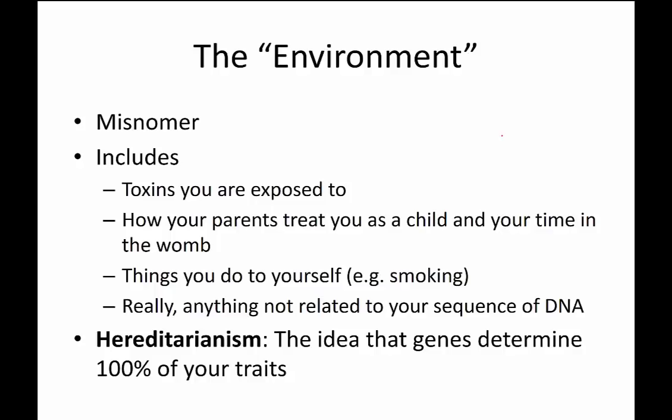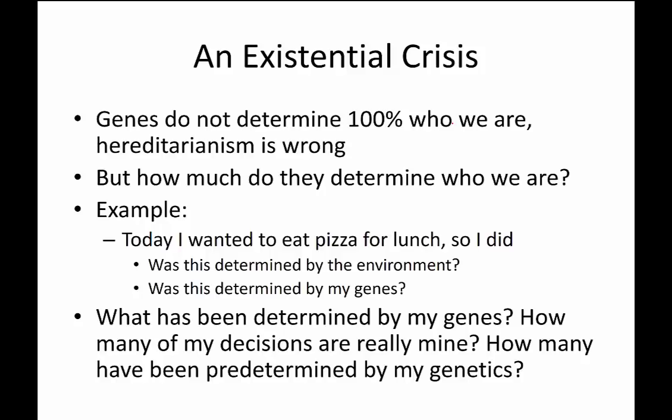So it's the other factors that influence our phenotype. And this idea that the environment plays no role is hereditarianism. So this is the idea that genes determine 100% of who you are. If hereditarianism was true, then twins would be 100% exactly the same. So the environment is playing some role there. So again, genes do not determine 100% of who we are. Hereditarianism is definitely wrong. But of course, the question is then, how much do they determine who we are? So it's definitely not 100%, but is it 99, 98, 97? Is it 1%, 2%? So this question leads to an existential crisis.